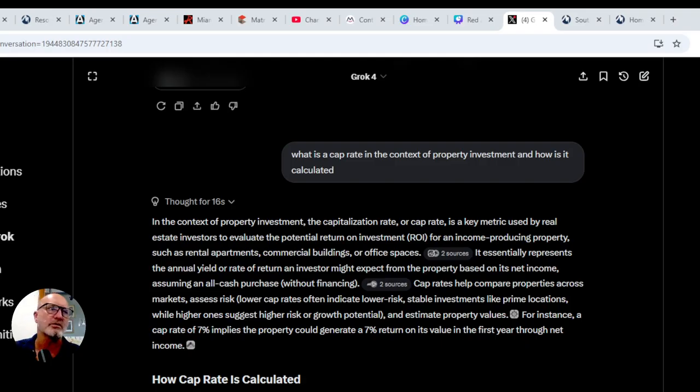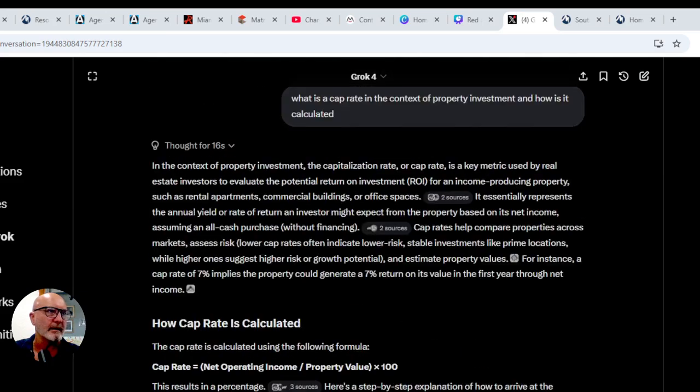Use Grok, use ChatGPT, use whichever one you want. But basically, I asked, what is a cap rate in the context of property investment, and how is it calculated? And a few minutes later, I've done a deep search on this. In the context of property, the cap rate is a key metric used by real estate investors to evaluate potential return on investment, etc. Cap rates help compare properties across markets, assess risk, and typical things that you would expect when you're trying to get a value.